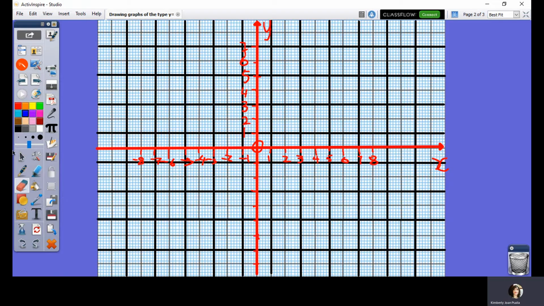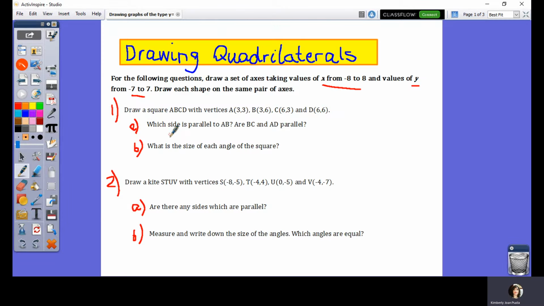Let me arrange these for you because I used this in another example. So this should be your -1, this -2, this is -3, -4, -5, -6. And there you have your set of axes. Okay, so let us first read this question.